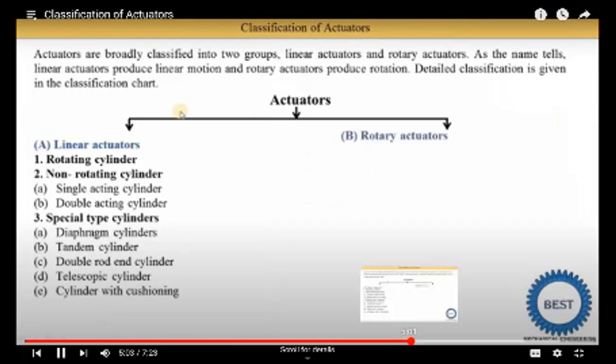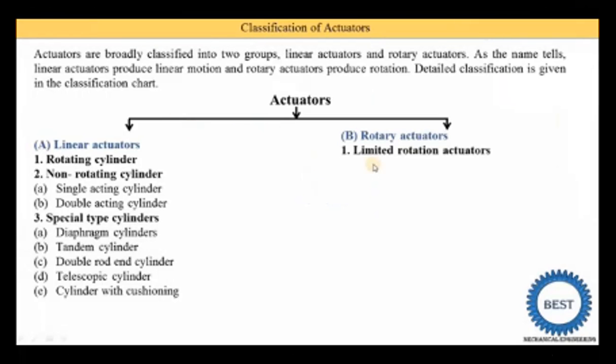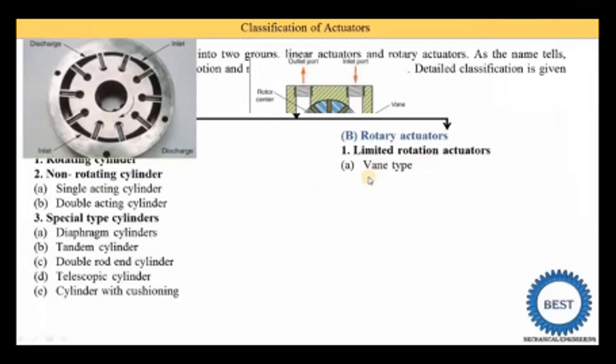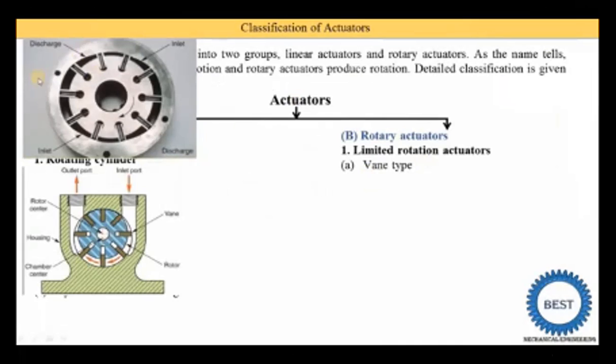Rotary actuators. So what is the meaning of rotary actuators? At the output we get the rotary motion. So in a rotary actuator, the first type is the limited rotation actuator. In limited rotation actuator, the first one is the vane type. So here you see this is the vane type actuator. This is the actual diagram and this is only a diagram. This is the actual component.